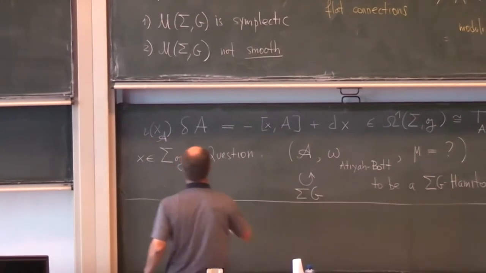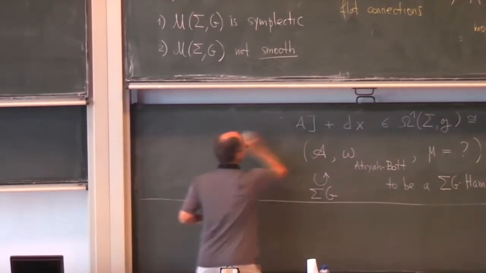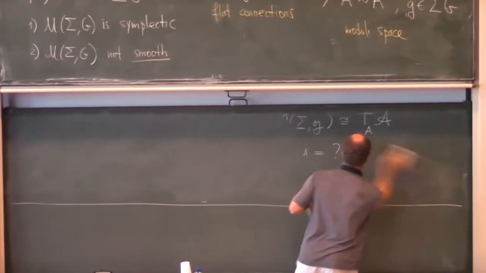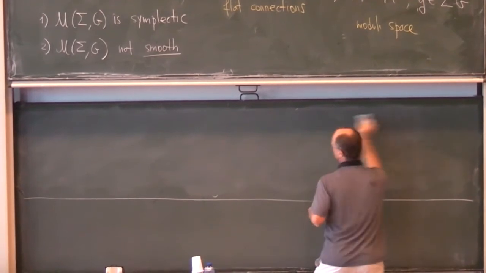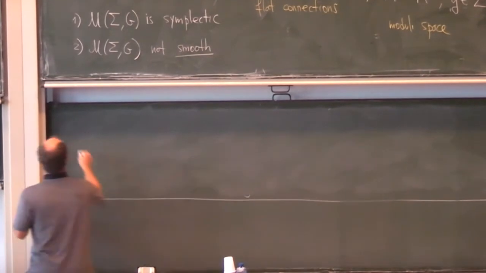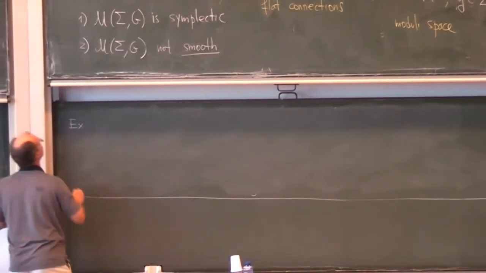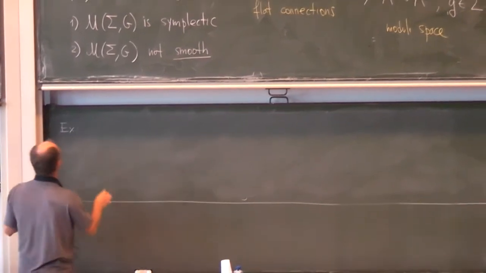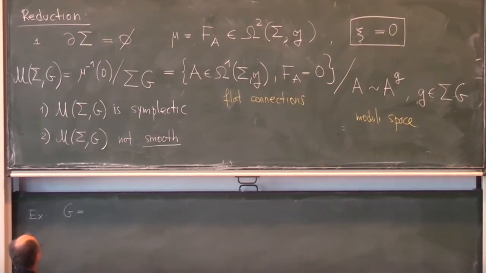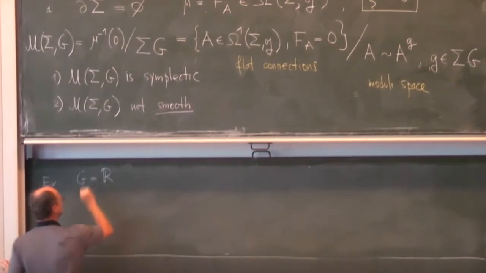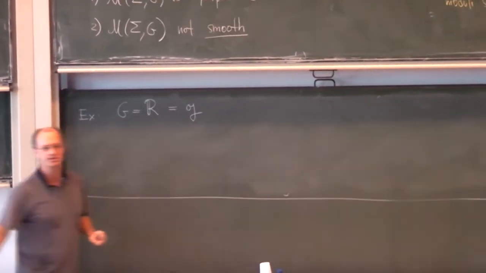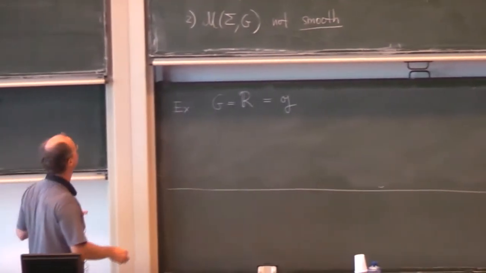Perhaps one small example here. So let's put G equal to the real line. Then of course the Lie algebra G will also be the real line.